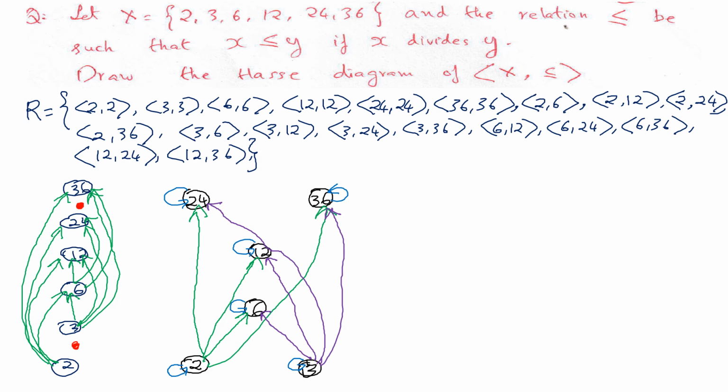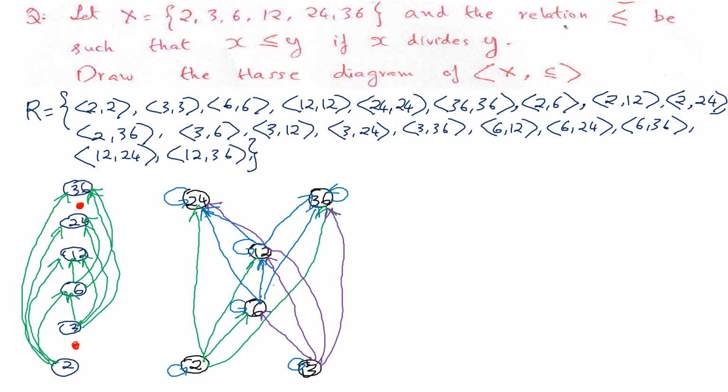Then 6 to 12. See, 6 to 12 is here. Then 6 to 24. Then 6 to 36 is also there. Then 12 to 24. Then 12 to 36. Okay, don't learn by heart. You just see the relation that you have written and accordingly connect them.